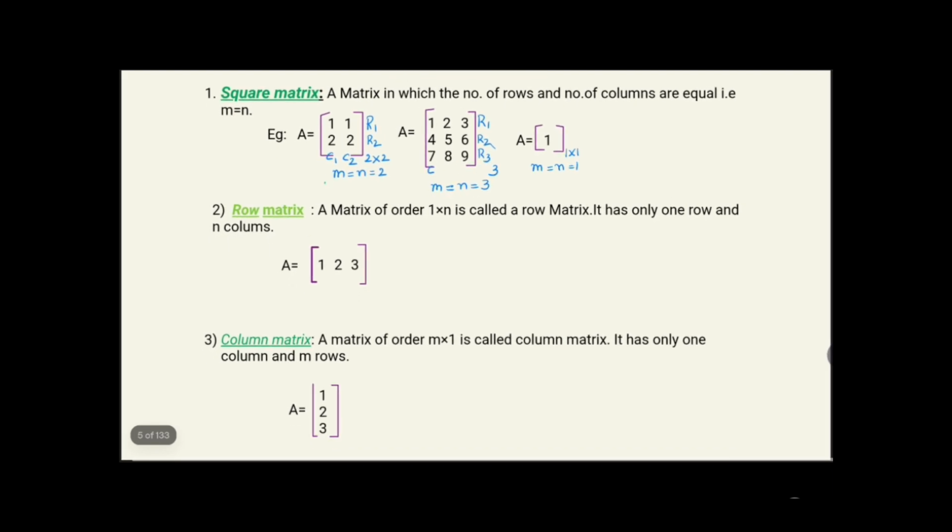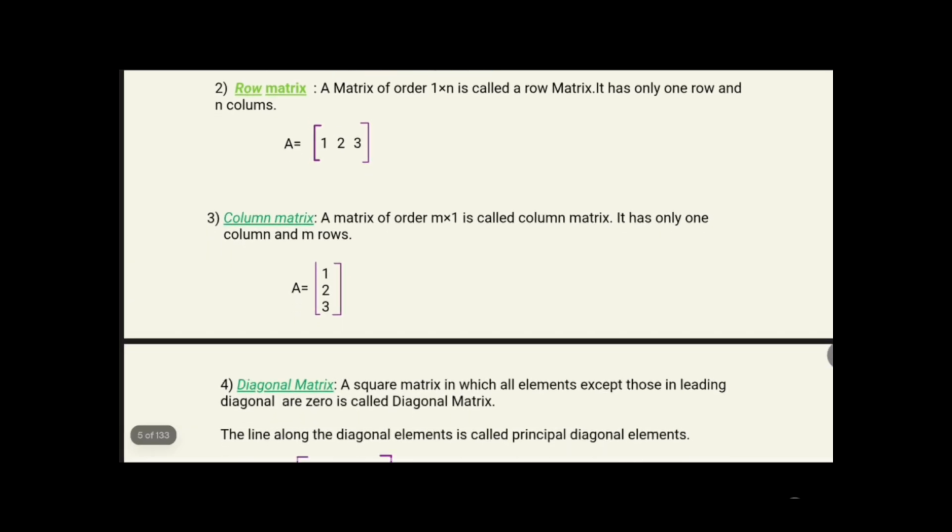Now coming to the second type, row matrix. A matrix of order 1 by n is called row matrix. That means it has only 1 row and n columns. The matrix which has only 1 row and can have any number of columns is called a row matrix. Here, see students, we have only one row and three columns. So the order of the matrix here is 1 by 3. This is called a row matrix.